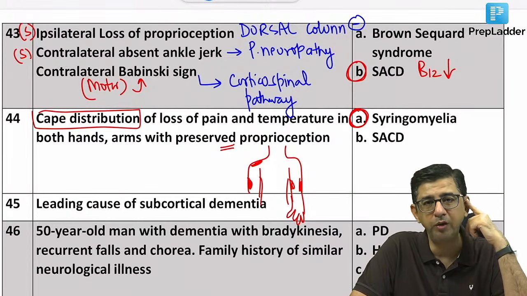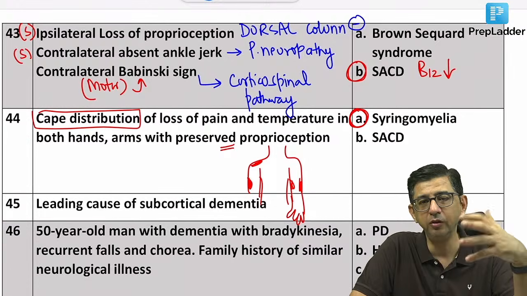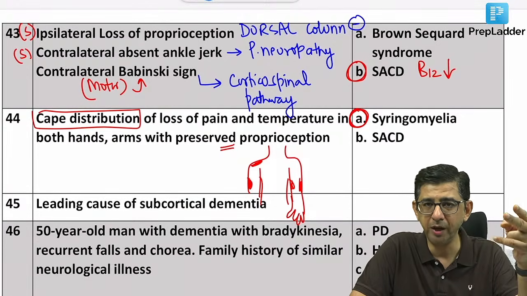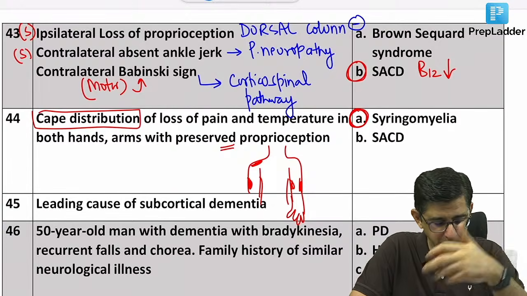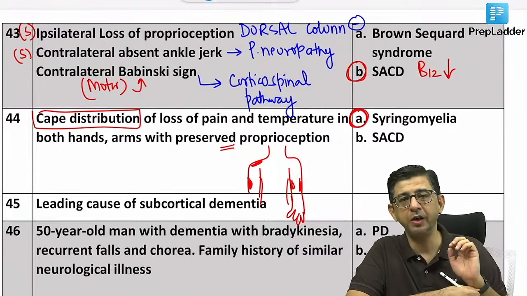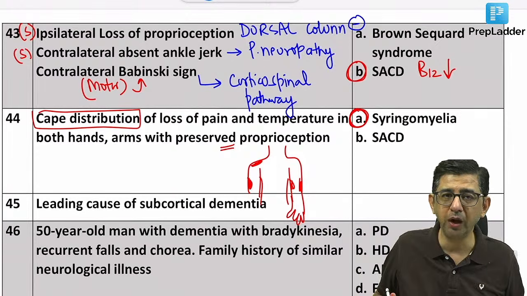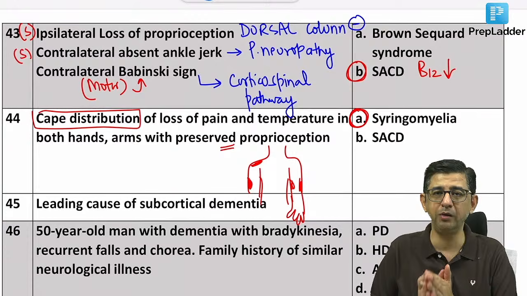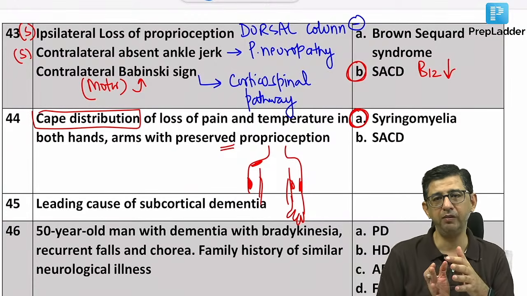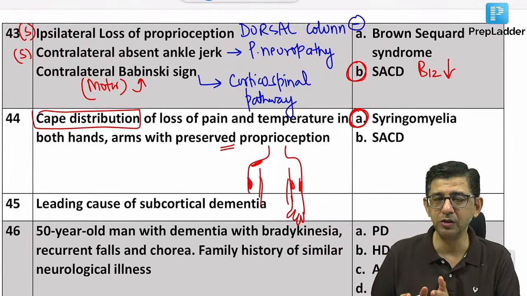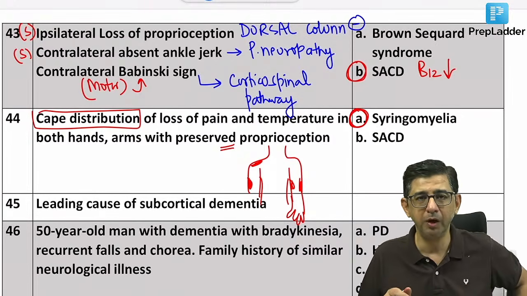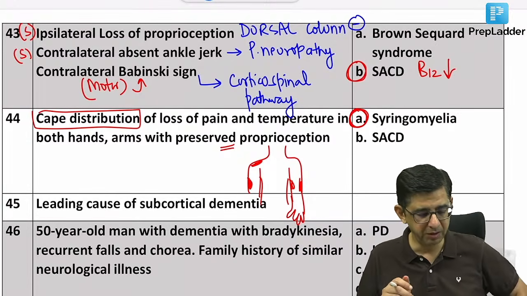That is why we call it dissociated anesthesia. That dissociative word is mainly used to explain that two sensations are lost, pain and temperature, and proprioception is preserved in the patient. So the correct answer for this one would be syringomyelia. For 44 and for 43, I'm still getting in the answers Brown-Séquard. As I've explained, Brown-Séquard will be having pain and temperature loss on the contralateral side getting affected. Here it was not mentioning pain and temperature, but was talking about peripheral neuropathy and Babinski sign.